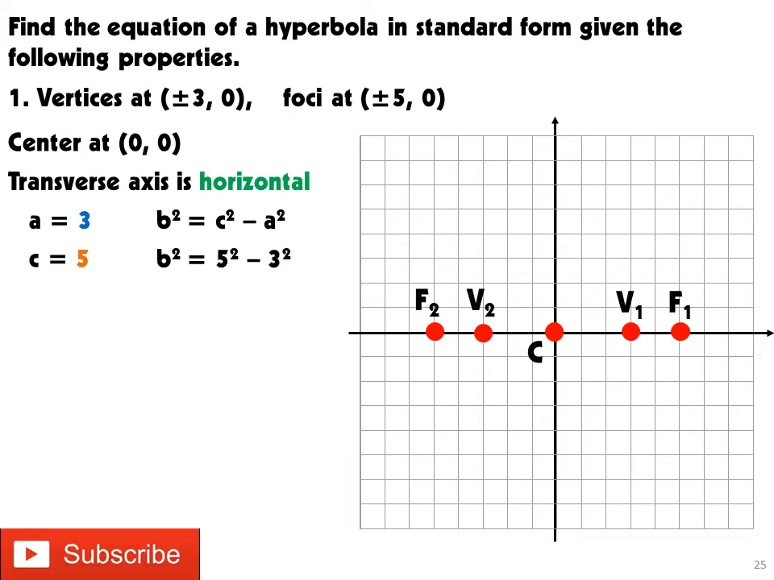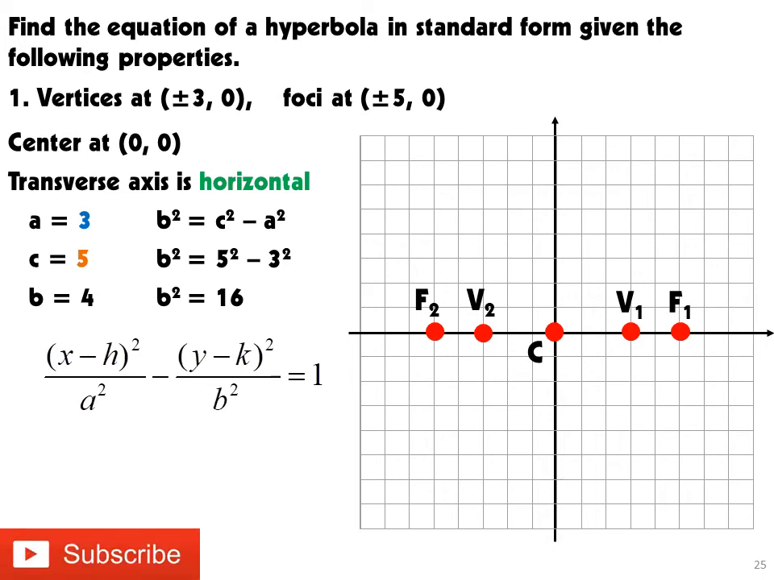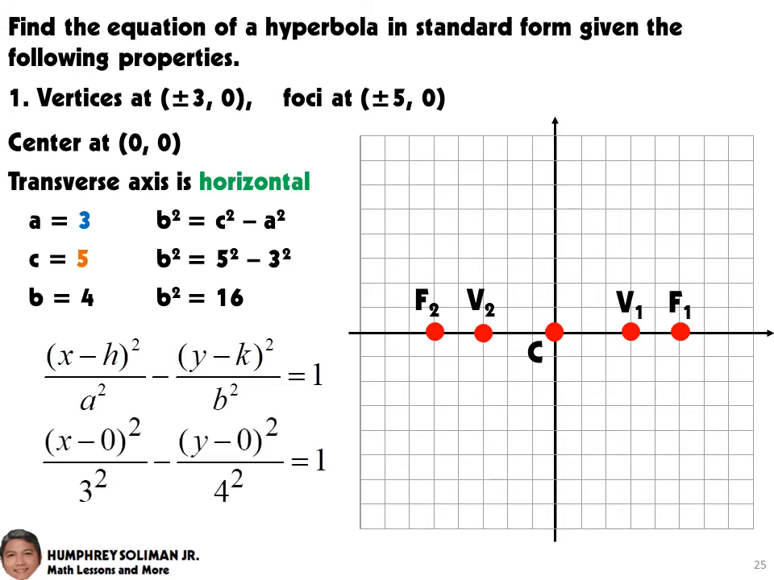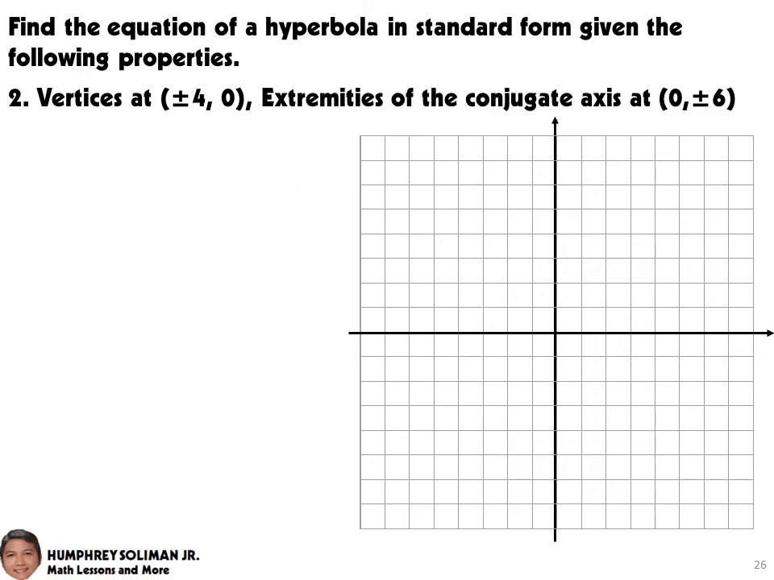Using the Pythagorean theorem we can get, b squared is equal to 5 squared minus 3 squared, so b is equal to 4. Since the transverse axis is horizontal, we will use the standard form of equation for hyperbola with the positive quantity x minus h squared term. And then, we substitute the values we got previously, and the equation we are looking for is, x squared over 9, minus y squared over 16, equals 1.